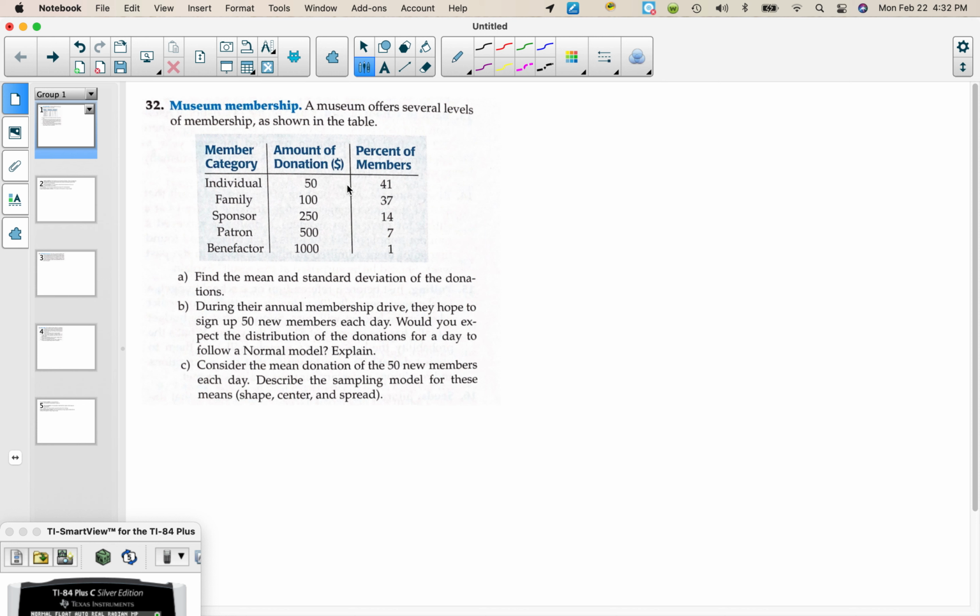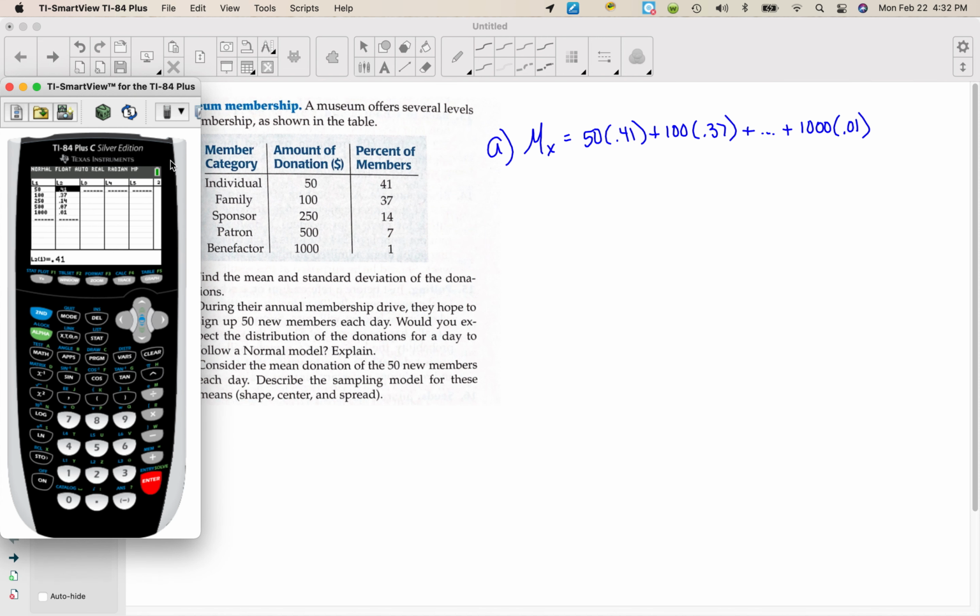To find the mean goes back to the probability distribution charts that we did. So for part A, to find the mean or the expected value, this would be mu sub x. We're going to take 50 times 0.41 plus 100 times 0.37, continue that, and then 1,000 times 0.01, and then see what we get. So this is how we would do it by hand, or we could use our calculator.